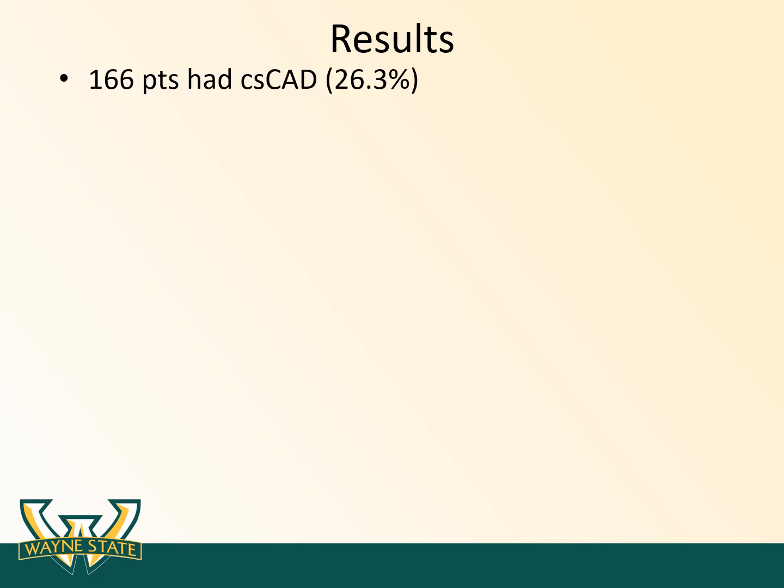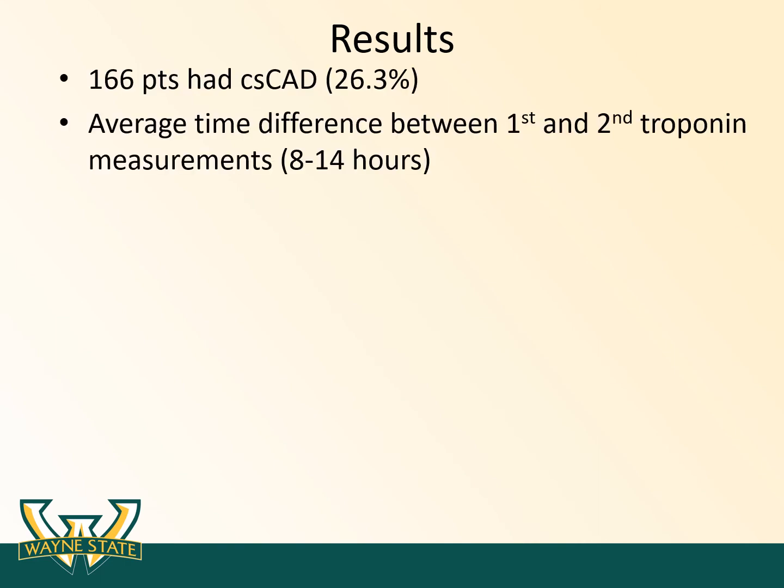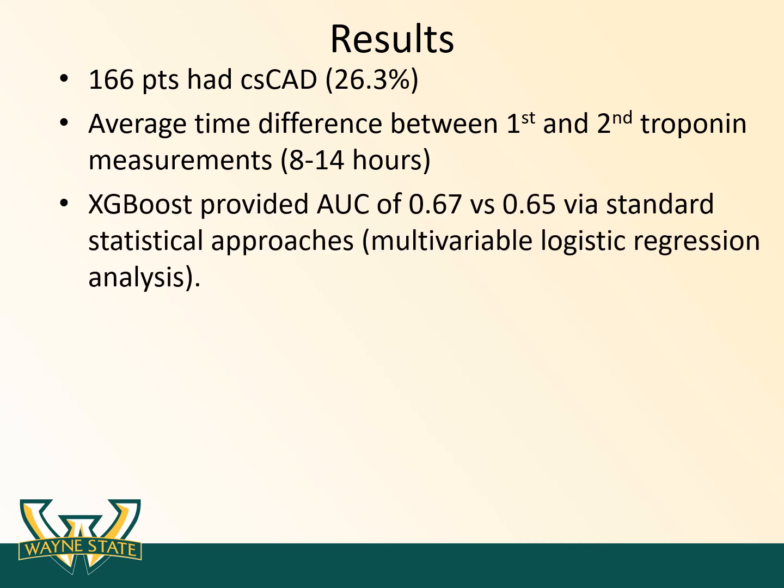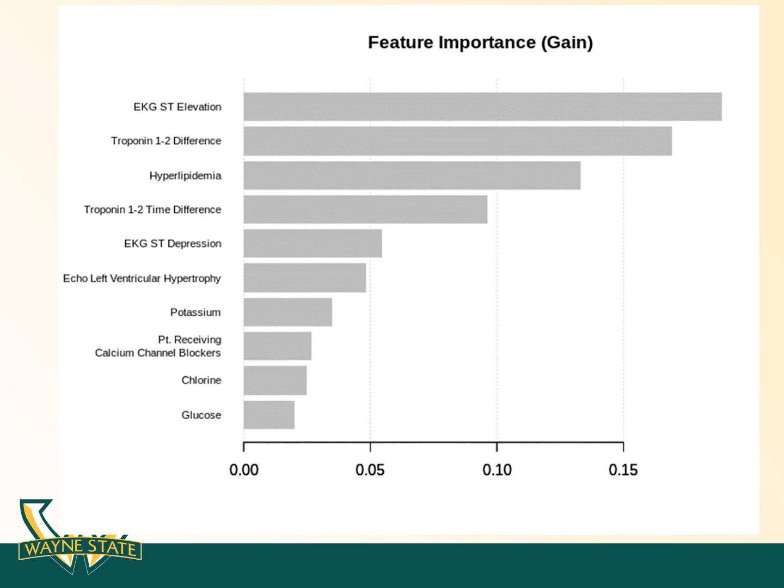So for the results of our study, 166 patients had clinically significant coronary artery disease. Average time difference between first and second troponin measurements was 8 to 14 hours. Our machine provided an area under the curve of 0.67 versus 0.65 for standard statistical approaches using multivariable logistic regression.